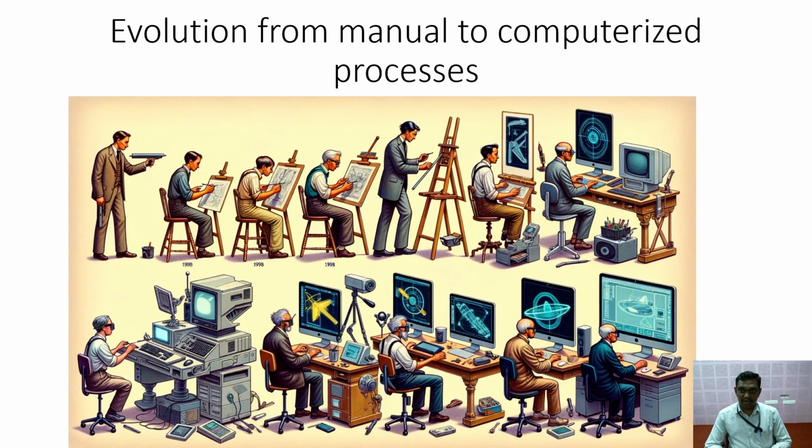And the next one is the evolution from manual to computerized processes. If we see the picture, you can easily understand. In the olden days, pictures were drawn by hand, and it was very difficult. We had to use many materials to draw the picture. But nowadays it is easy. We can use computers and technologies, and easily finish our work within 5 seconds, or within 5 or 10 minutes.